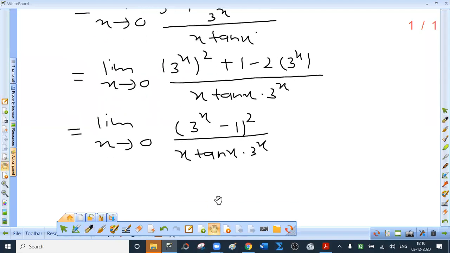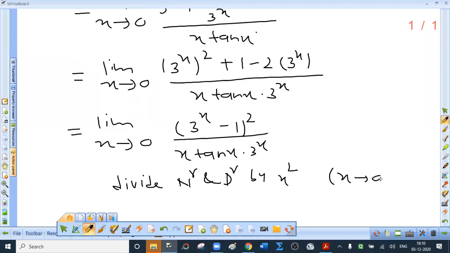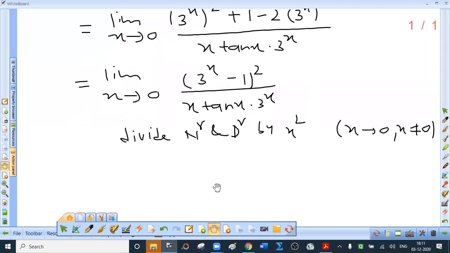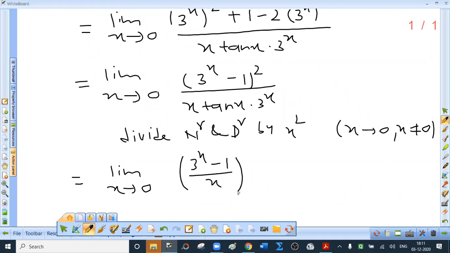Now we divide numerator and denominator by x square. x only tends to 0, x is not equal to 0. So this is now limit x tends to 0, (3 raised to x minus 1 upon x) bracket square. I have written this directly. And what about the denominator? 1 x is already there, so instead of tan x upon x square, it will be simply tan x upon x into 3 raised to x as it is. Should I explain this again?